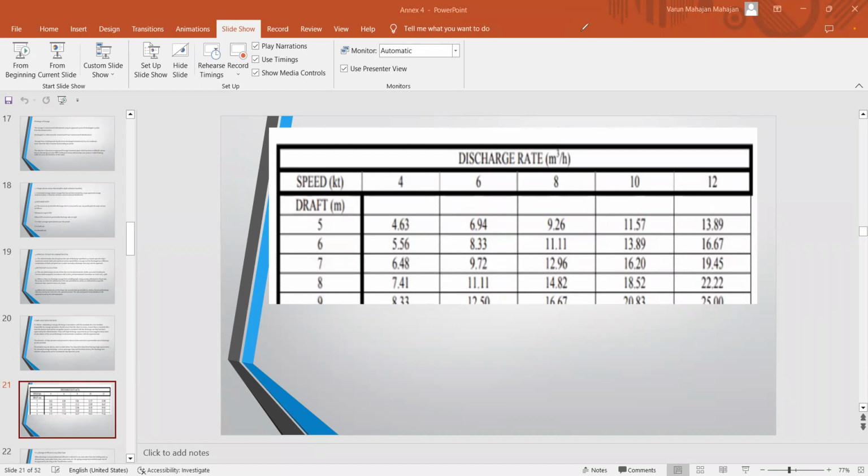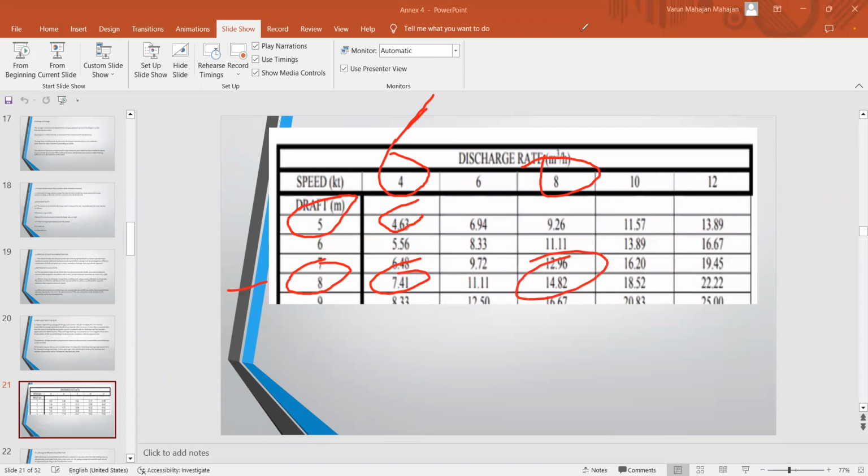So you can see when your ship speed is 4 knots and draft was 5, how much you can discharge? 4.63. Now keep the speed constant and increase the draft to 8. How much can you discharge per hour? 7.41 meter cube per hour. Now keep the draft at 8 and increase the speed to 8 knots. How much can you discharge? 14.82 meter cube per hour.